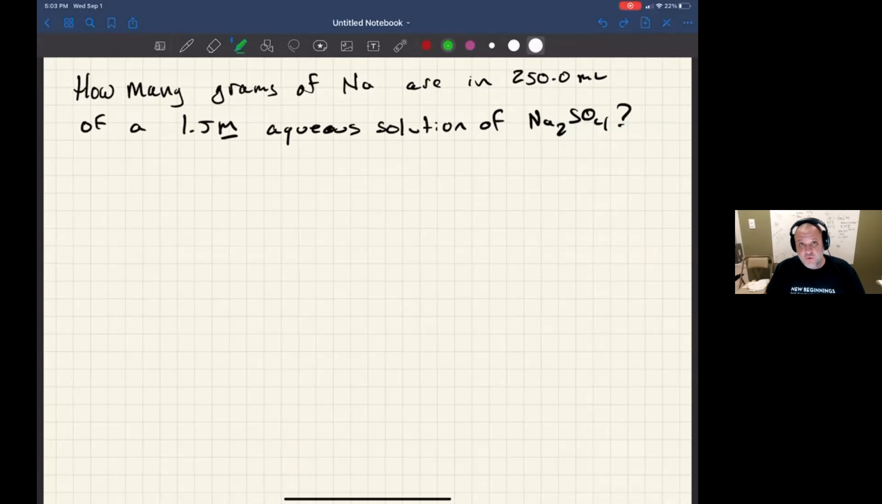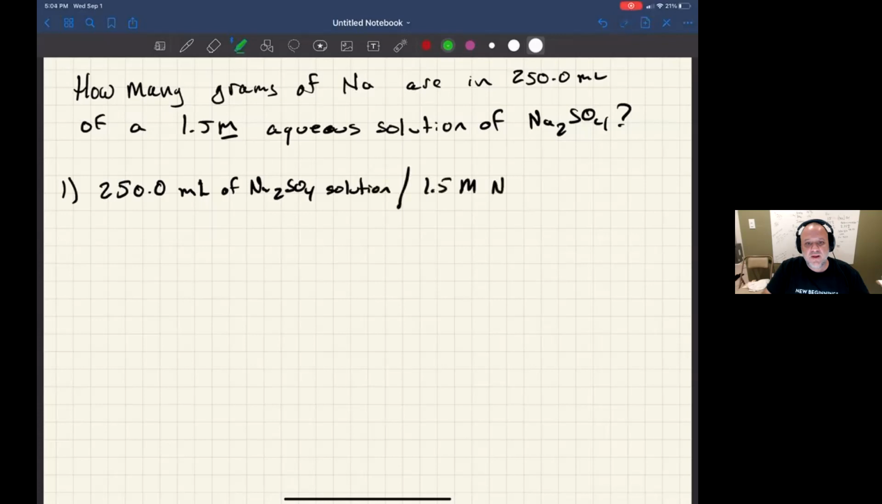If you're doing things in order, then you haven't done a lot of conceptual planning in the last chapter or so. But now we're back to it with molarity. We can definitely use molarity as a per expression, and that's what we're going to do here. So let's do our planning the same way that we've done before. Let's start off with what we're given. We're given the 250.0 milliliters of sodium sulfate solution, and we're also given the molarity of the solution as well.